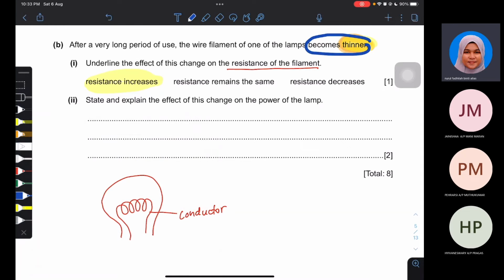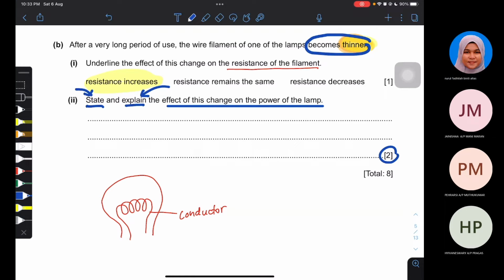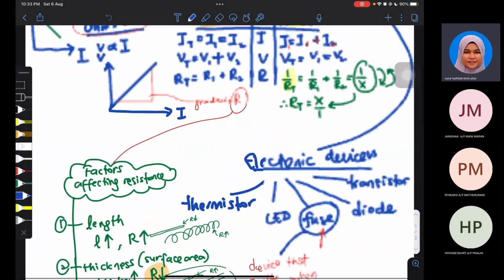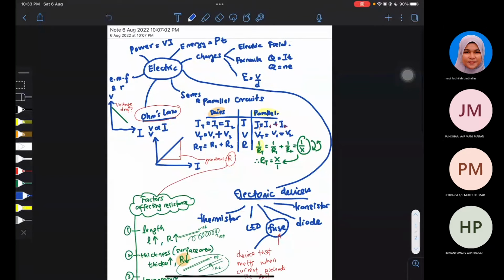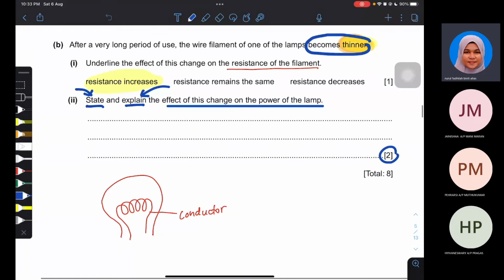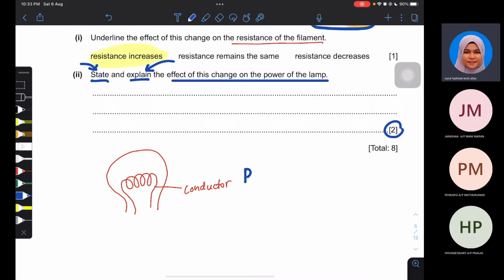Okay, next. State and explain. Jadi dua markah. Markah pertama you state, markah kedua you explain. About what? The effect of this change on the power of the lamp. So you kena tahu ada satu formula tentang power loss. What's the formula of power loss? Anyone? So power loss equals to I squared R.